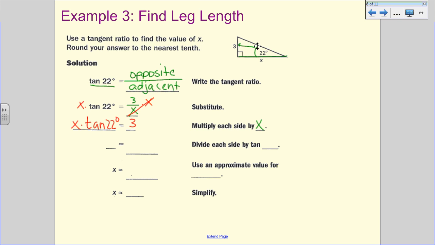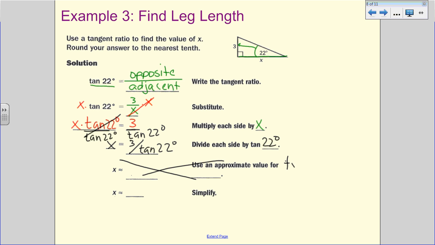Well, now if we look at this, I want to get x by itself. So I'm going to divide each side by the tangent of 22 degrees. So that's going to leave me with x is equal to 3 divided by tangent of 22 degrees. So now what we're going to have to do is use the approximate value. Actually, we can skip this step here, guys. We don't have to go to an approximate value. We're just going to use our calculator.